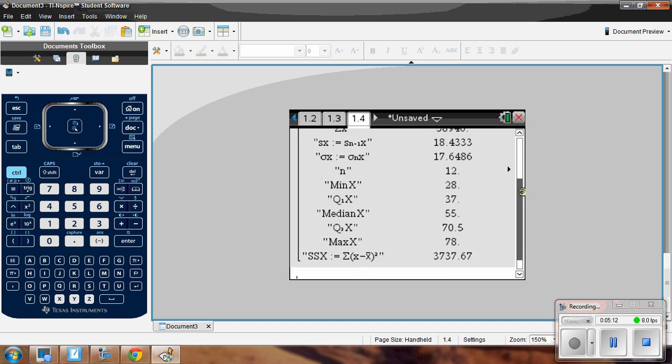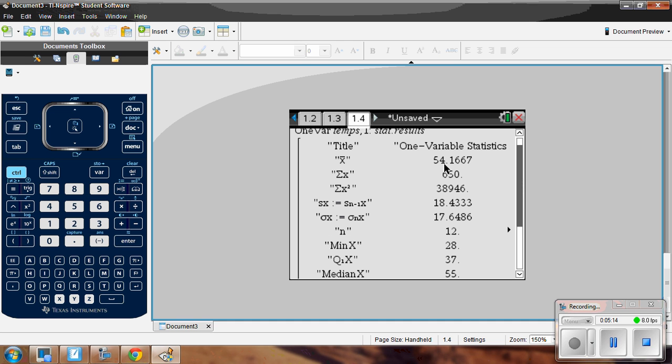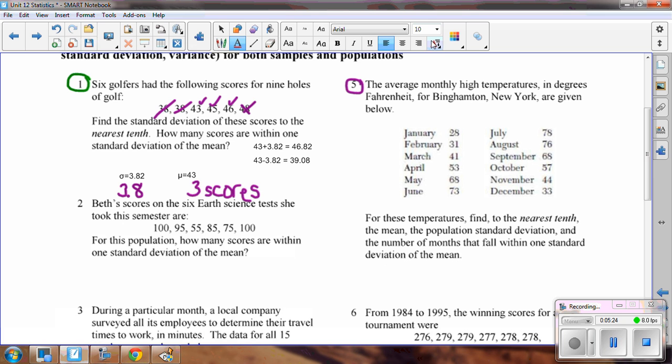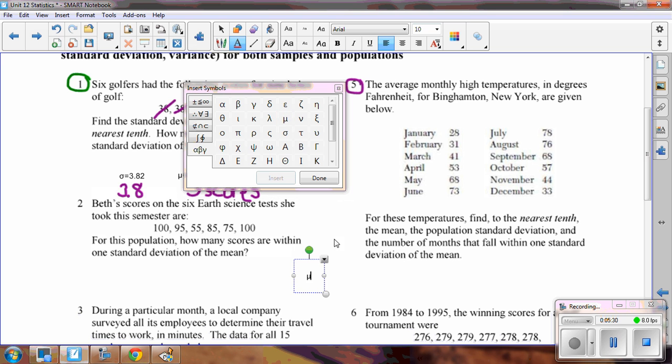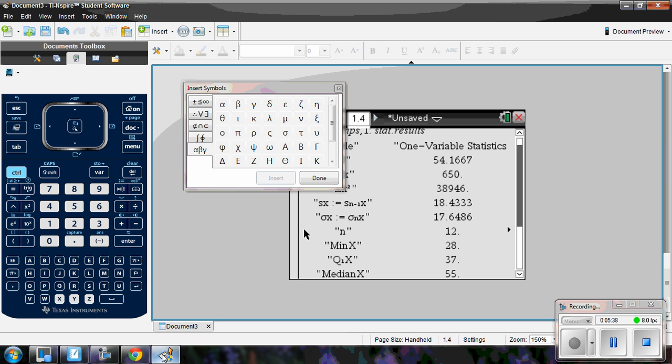And if you recall, we are going to need the mean, which is 54.1667, sorry, and the standard deviation of 17.6486. So let's copy that down. I'm going to use, again, the mu symbol for mean since I don't have an X bar. That's what I use in statistics. And if you take statistics, you will get used to that notation. Most of the time, we just use the X bar that the calculator gives us. So 54.1667.